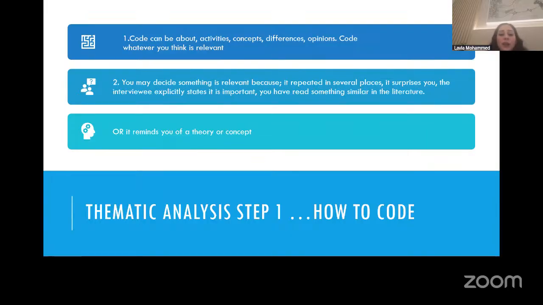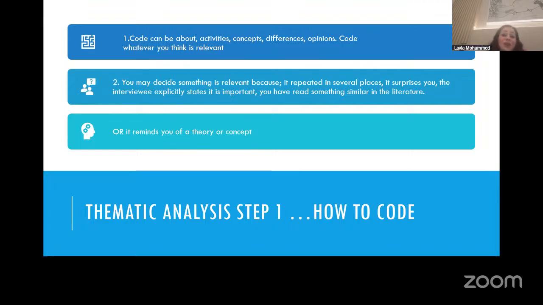And here again, I say, codes can be about activities, concepts, difference of opinions, whatever you think is relevant when you're reading. You may decide something is relevant because it's repeated several times. Maybe because it surprises you. Maybe because the interviewee explicitly stated that it's important. Or maybe you read something in the literature, like I said, in another paper. Or it reminds you of a theory or concept, okay? So this is how you code. This is your initial first impressions.